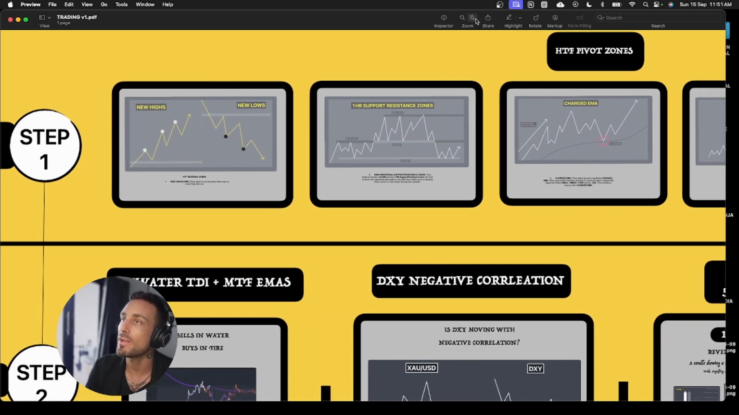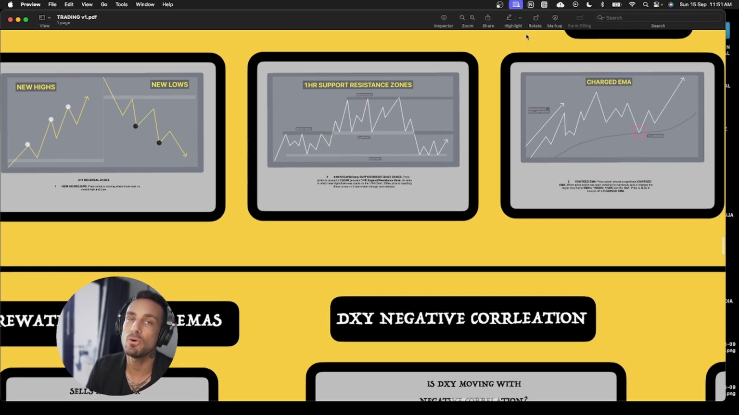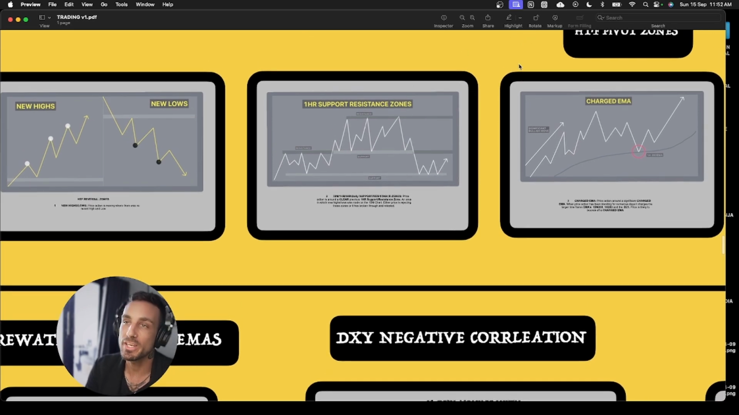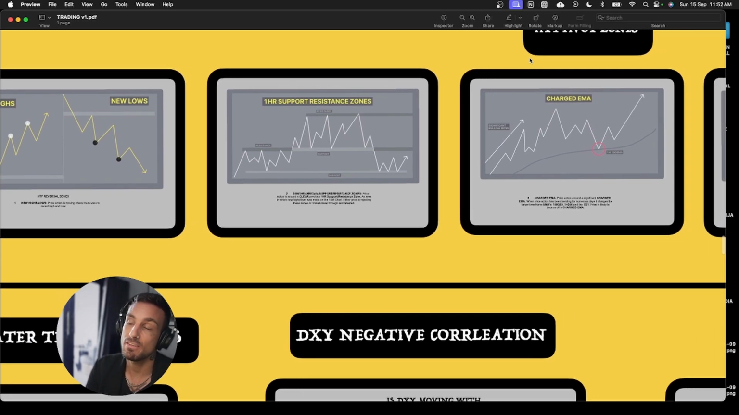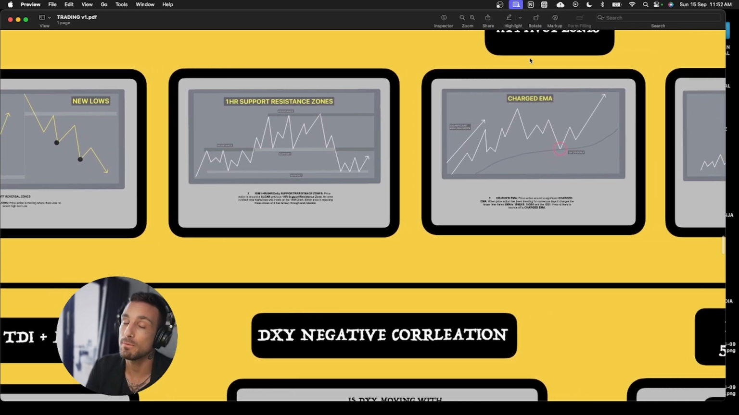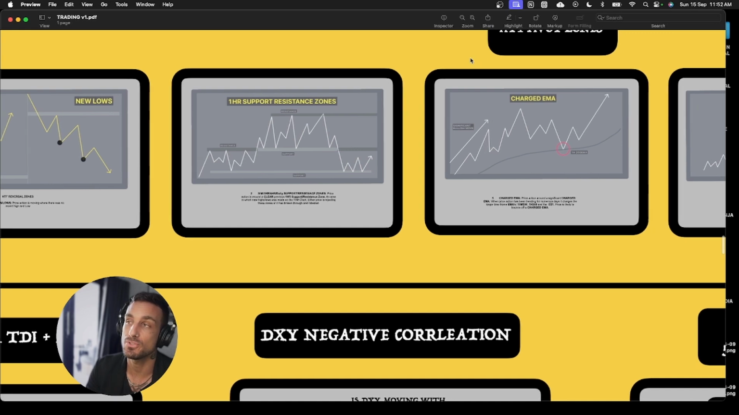High time frame support and resistance, whether it be 1 hour or 4 hour or 15-minute, we're looking at areas in which price has reacted off many times, or has broken out and retested. These significant areas are useful for us for take profits and for areas of reversals.